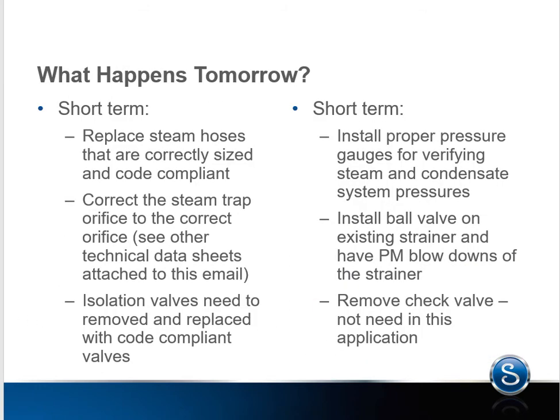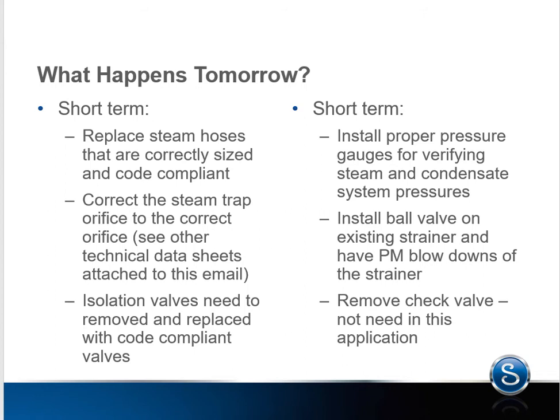In the short term, what happens tomorrow? We always say what happens tomorrow. Short term, replace the steam hoses with correctly sized and code compliant ones. Correct the steam trap orifice to the correct orifice. We found that the steam trap is the proper design, but it had the incorrect orifice in it, which was limiting the condensate capacity. We attached technical data sheets to this email back to the plant for corrective action.